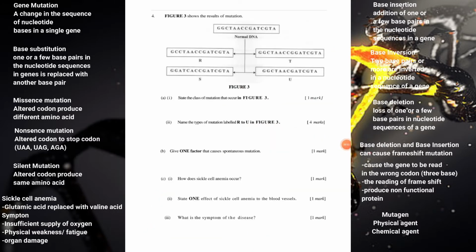Figure 3 shows the result of mutation. So now here GGC TAA CGATC GTE JTA. So now for RG here. Okay, so this one is base substitution. So T, 1, 2, 3, 4, 5, 6, 7, 8, 9, 10, 11, 12, 13, 14, 16. This one 1, 2, 3, 4, 5, 6, 7, 8, 9, 10, 11, 12, okay, 15. So meaning that add one more base. So this one is base insertion.